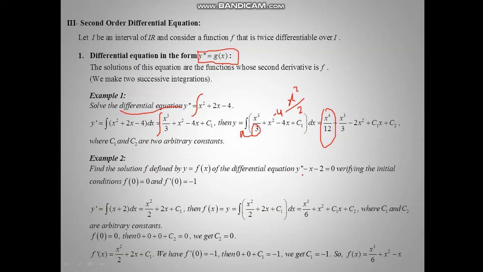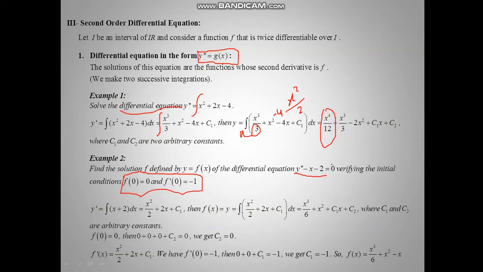Let us take this differential equation now: y double prime minus x minus 2 equal to 0, and we have two initial conditions. Note that if we want to find the particular solution of a differential equation of second order, we need two initial conditions, because we have two constants of integration, as we see in example 1, c1 and c2, and we need two initial conditions to calculate these two values.